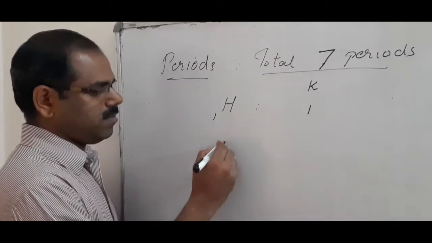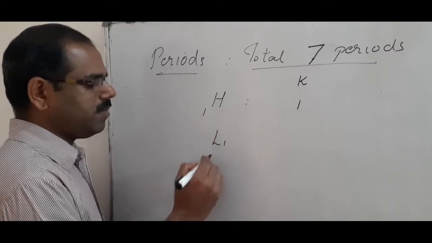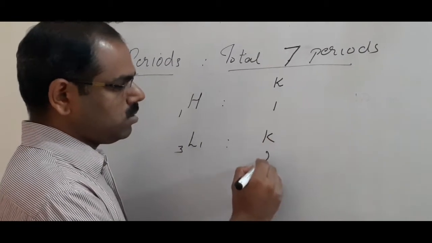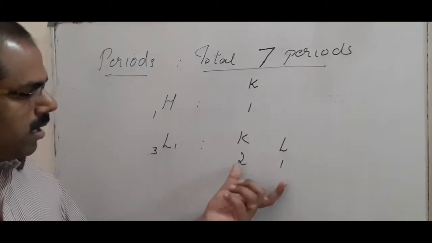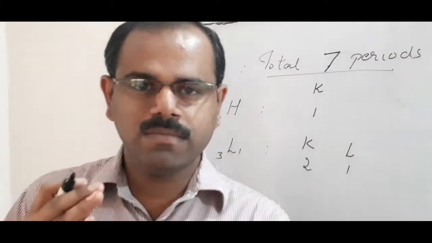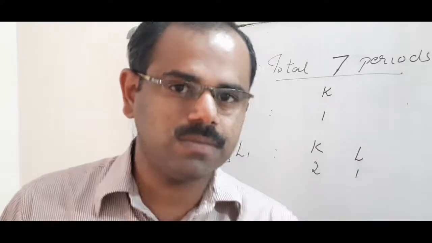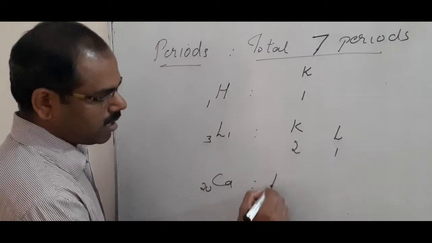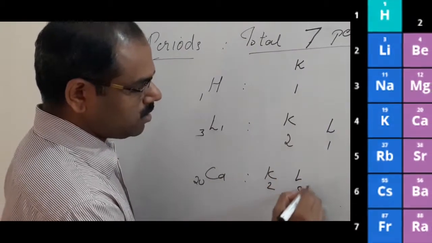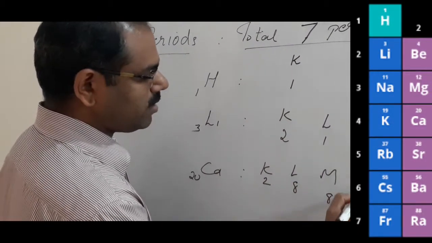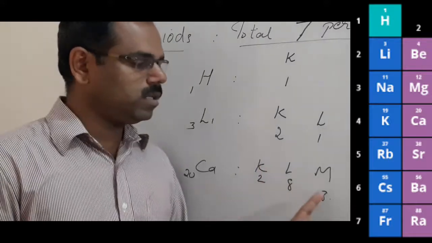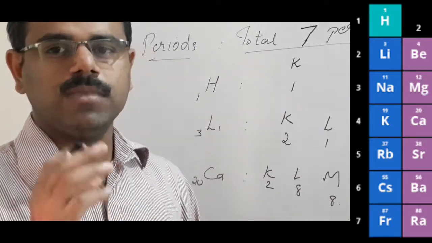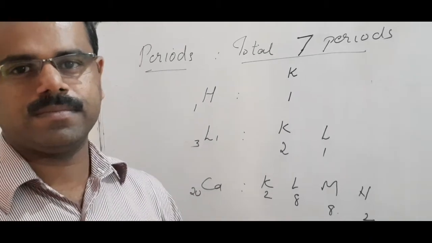Let's take another example, lithium. What is the atomic number? 3. We write the electronic configuration: K shell 2 and L shell 1. There are 2 shells. So lithium belongs to period 2. In the same way, take calcium, atomic number 20: K shell 2, L shell 8, M shell 8 and N shell 2. 1, 2, 3, 4 shells are there. So since it has 4 shells, calcium belongs to the 4th period.